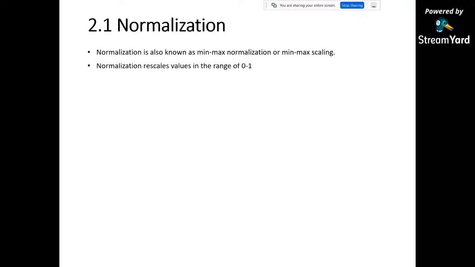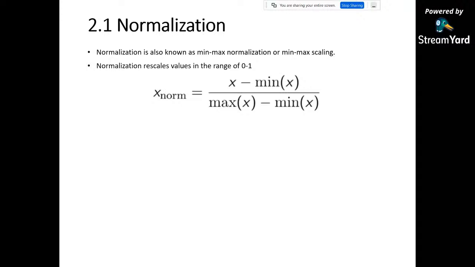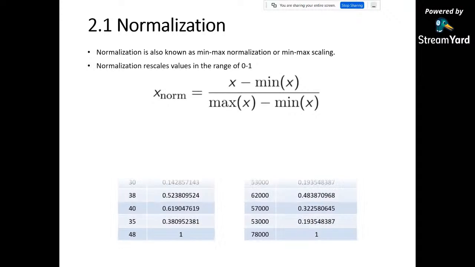Okay. So now let's understand what is normalization and what is standardization. These are the two techniques used for feature scaling. So what is normalization? Normalization is also known as min-max normalization or min-max scaling. Normalization scales the values in the range of 0 to 1. So if you apply the normalization technique on a particular feature, then after applying it you will get all the values between 0 and 1. And what is the formula? If you want to normalize, just do x minus min divided by max minus min.